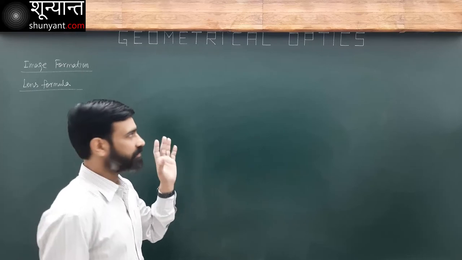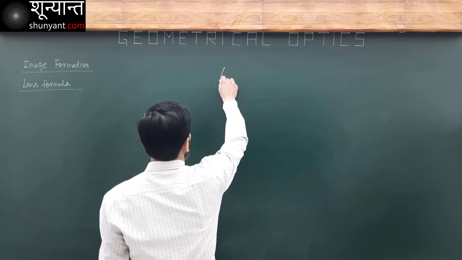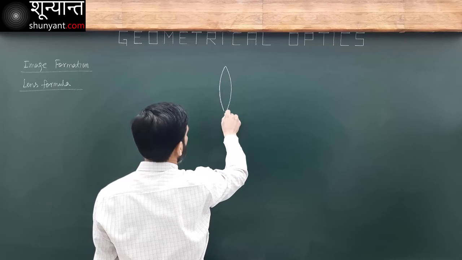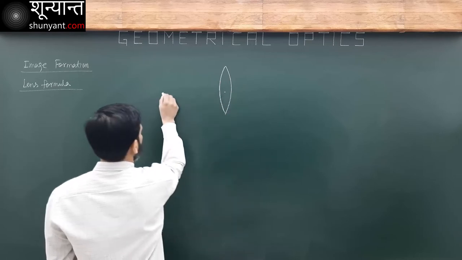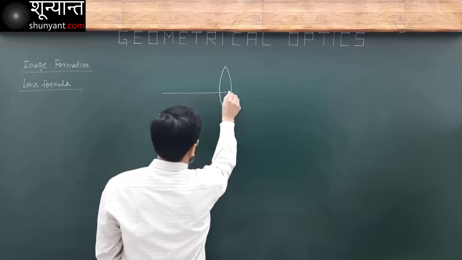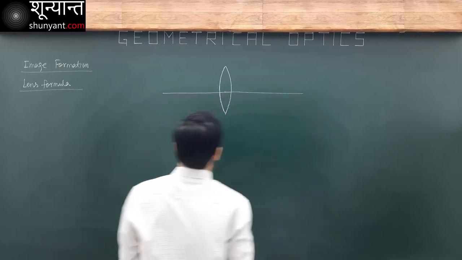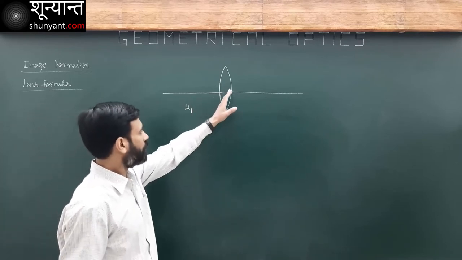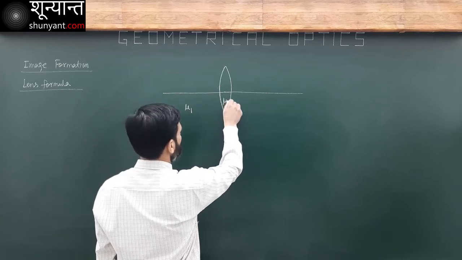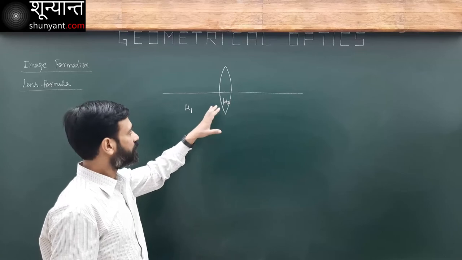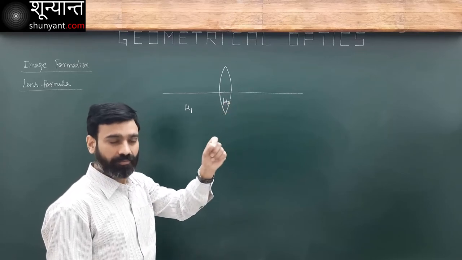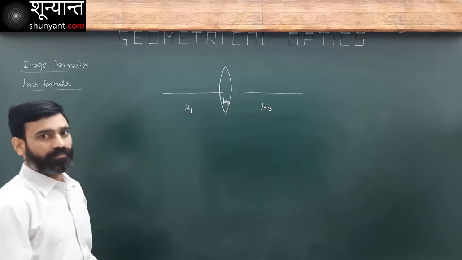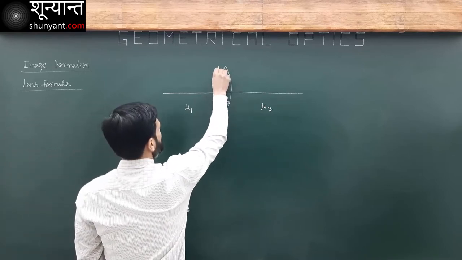Let's take one general case. I have this lens here. This medium is mu1, the medium on one side of the lens. This is mu2. What is this? This is the refractive index of the lens, the material of the lens. This is my third medium, mu3. This is the first surface and this is the second surface.